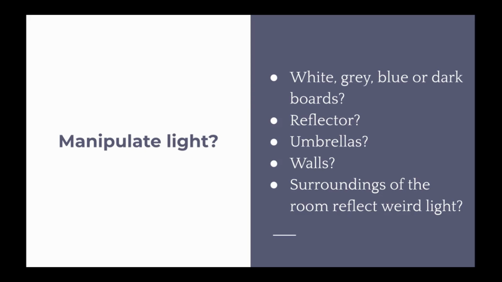What you can also do is manipulate the light. Yes, even though we're shooting with a smartphone, we can manipulate the light with white, gray, blue, or dark boards. What I mean by this is that you can even take a piece of paper and put it next to the subject, next to your smoothie bowl or whatever you're shooting, and the light bounces onto the subject as well. The same thing goes with reflectors, umbrellas, walls, and also pay attention to the surroundings.